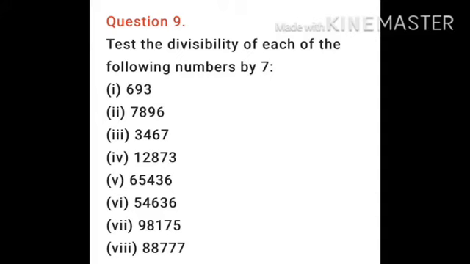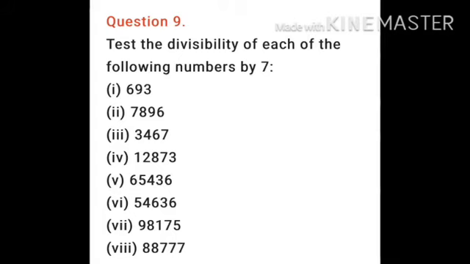Now the next question, test the divisibility of each of the following numbers by 7. Now I will solve the first part, that is 693. The unit digit is 3, and 2 times 3 is 6, and the rest of the digits are 69. So 69 minus 6 is equal to 63. Is 63 divisible by 7? Yes, 63 is divisible by 7, as 7 times 9 is equal to 63. So the entire number is divisible by 7.